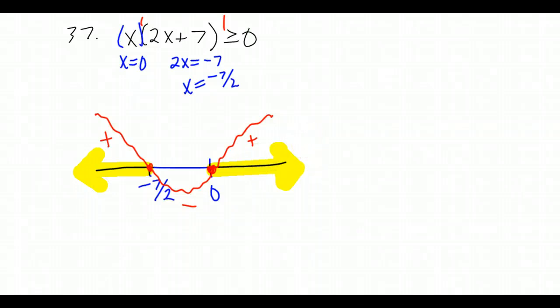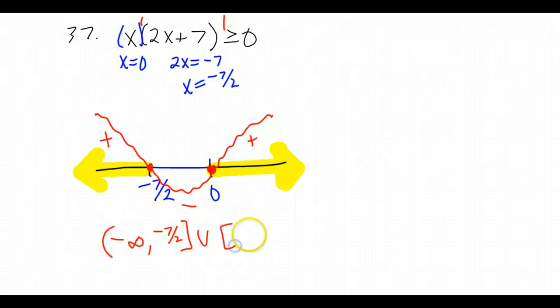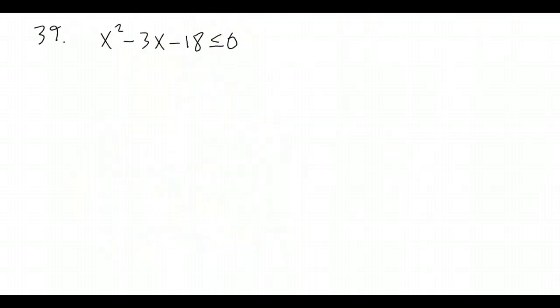It also includes the points there at -7/2 and at 0. So my final answer might look something like this. -infinity, comma, -7/2, bracket, union with, bracket 0, comma, infinity. And that would be my two intervals that are solutions for this nonlinear inequality.